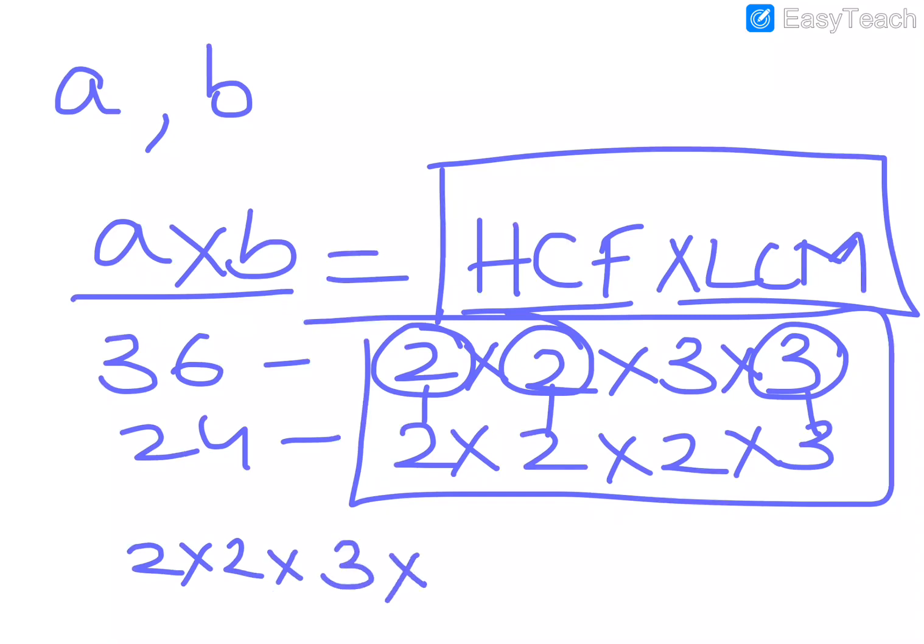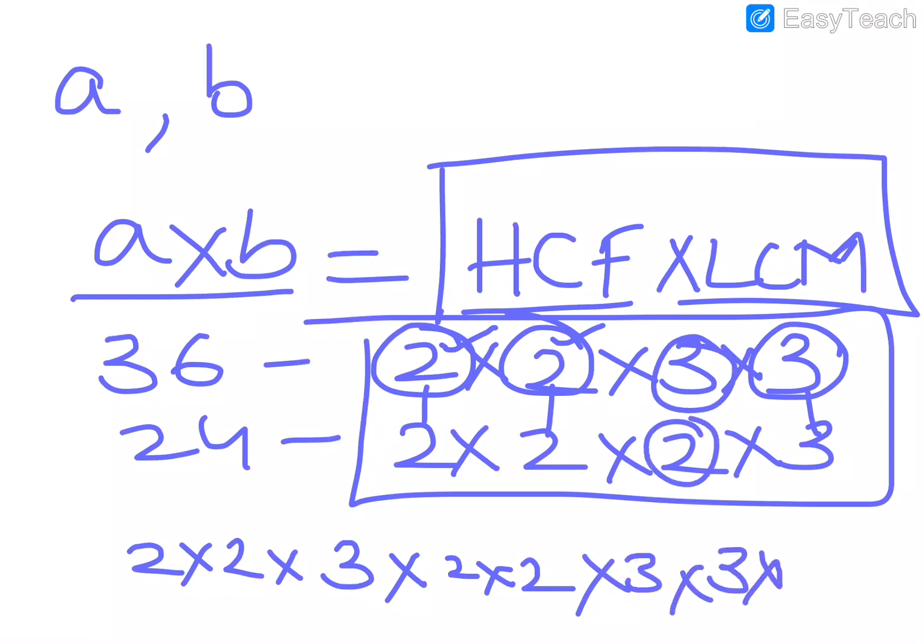Now for LCM, what are we doing? We take these common things: 2 is common, you write it, and 3 is common, that also you write, and whatever is left out you also write, that is 3 into 2. So this is HCF and this is LCM.